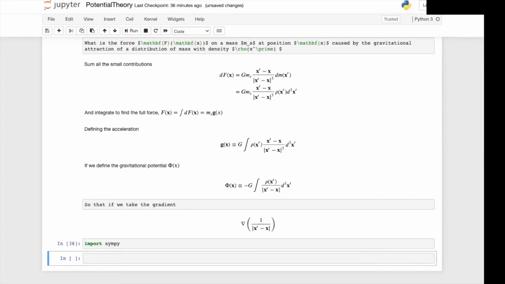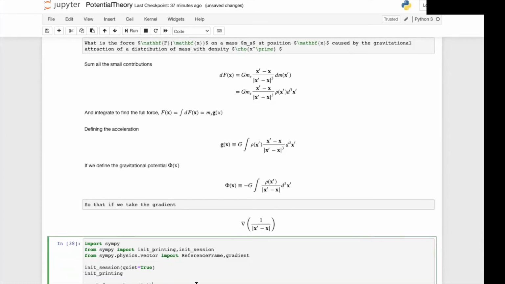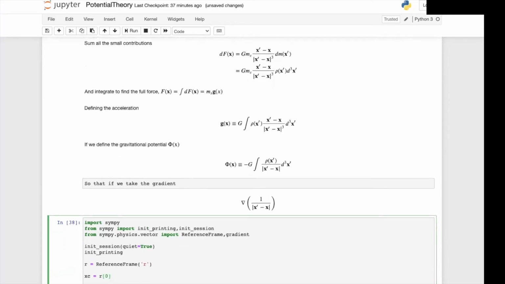Let's import SymPy, use the printing capabilities, import reference frames so we can deal with vectors, import also the gradient function. So let's define the reference frame. What this function does is that it loads the three-dimensional Cartesian reference system. So we can define now our Cartesian vector x. The zero component is the scalar basis x. R.x is the unit vector in the x direction. So this is x hat. Same thing here for y times y hat and z hat.